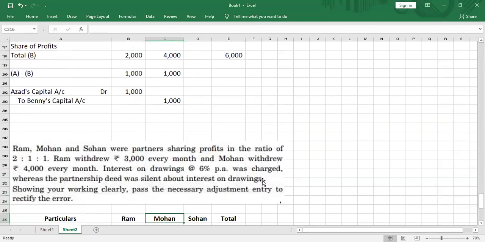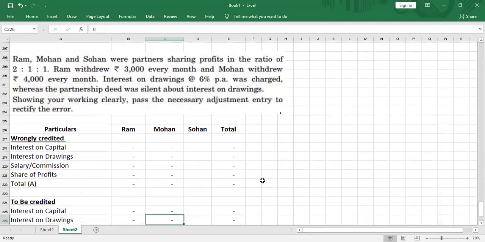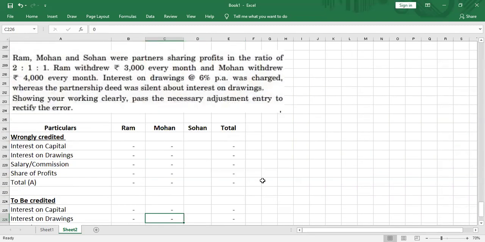Now, I have a similar question for you here. A previous year question actually. Ram, Mohan, and Sohan were partners sharing profits in the ratio of 2 is to 1 is to 1. Ram withdrew 3,000 every month. Mohan withdrew 4,000 every month. Interest on drawings at the rate of 6% per annum was charged, whereas the partnership deed was silent about the interest on drawings. If the partnership deed is silent, you're not supposed to charge interest on drawings.